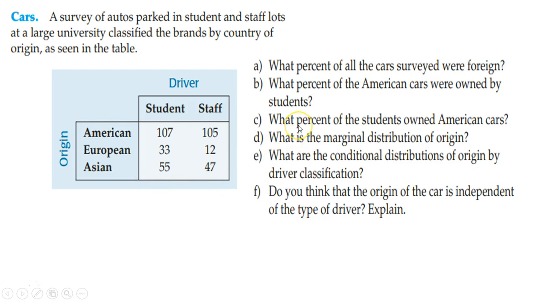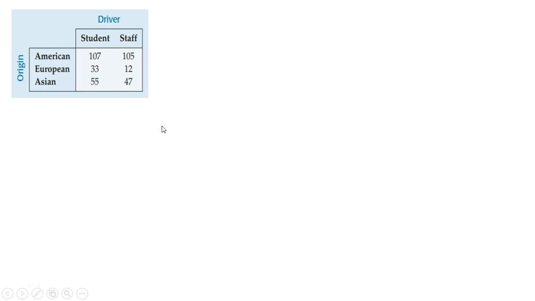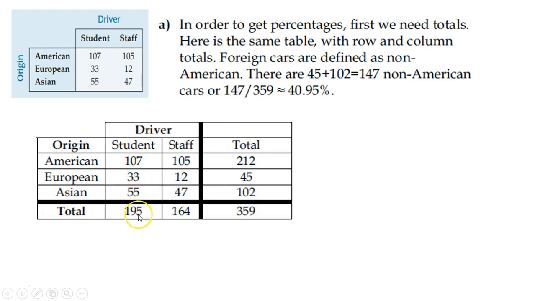See, what percent of the students owned American cars? So students that owned American cars would be 107 divided by 195, which is roughly 54.87% if you take those two and divide them.